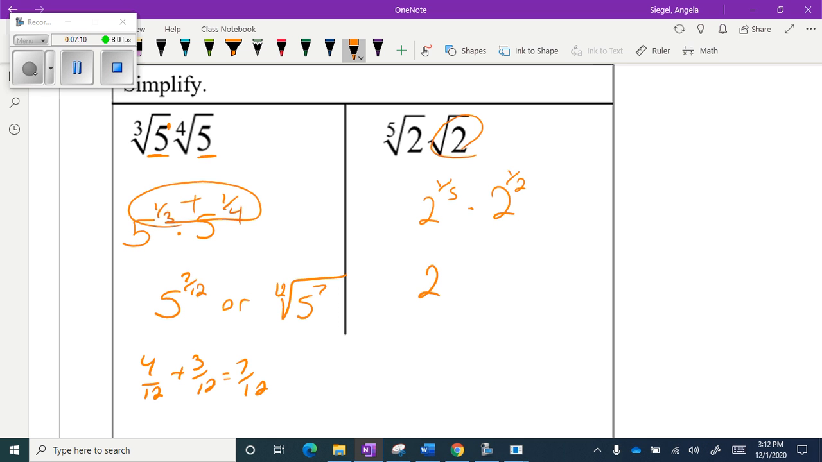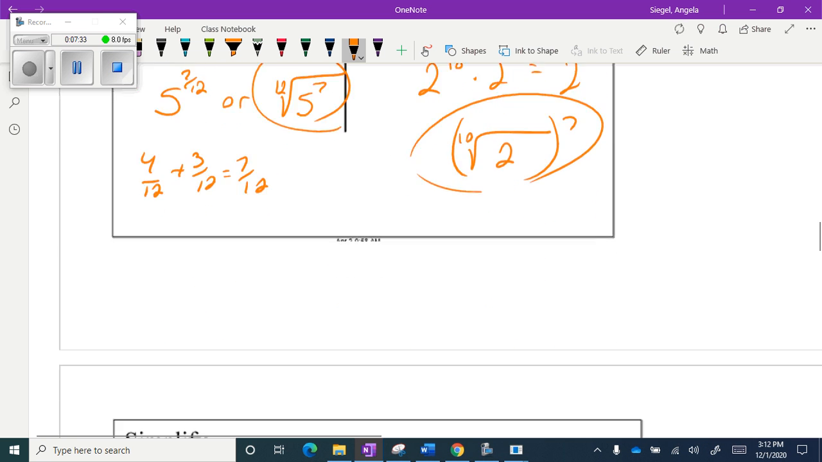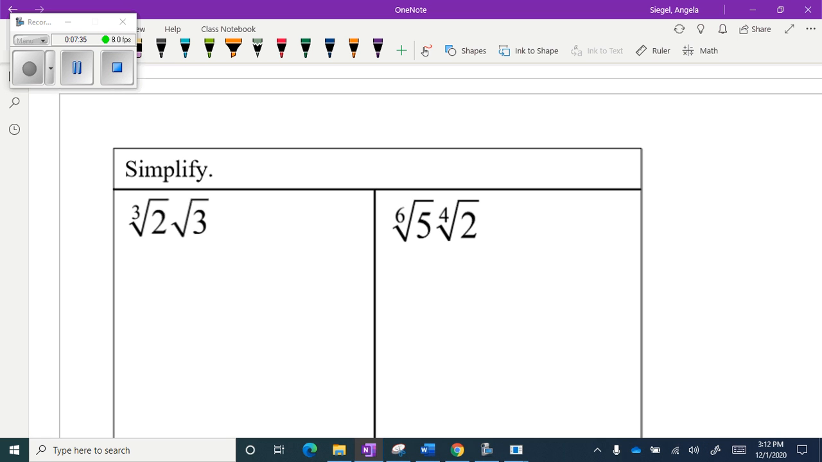So let's see, common denominator is 10. So I have 2 tenths and 5 tenths is 7 tenths. And then also I can write that in radical form. And remember, it can also be written like this, so like this or like this. You'll see it both ways. Okay, so go ahead and try these two and see if you can do it on your own.